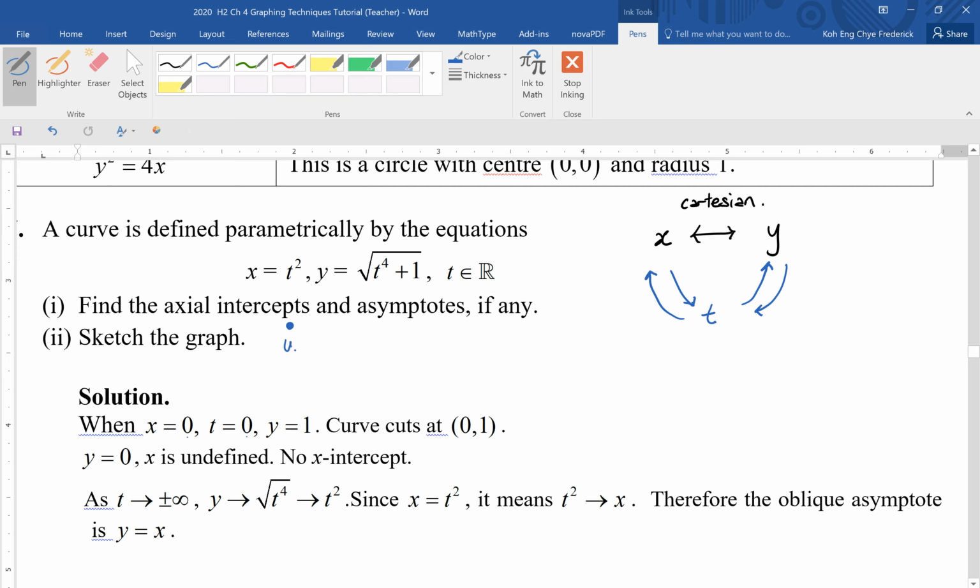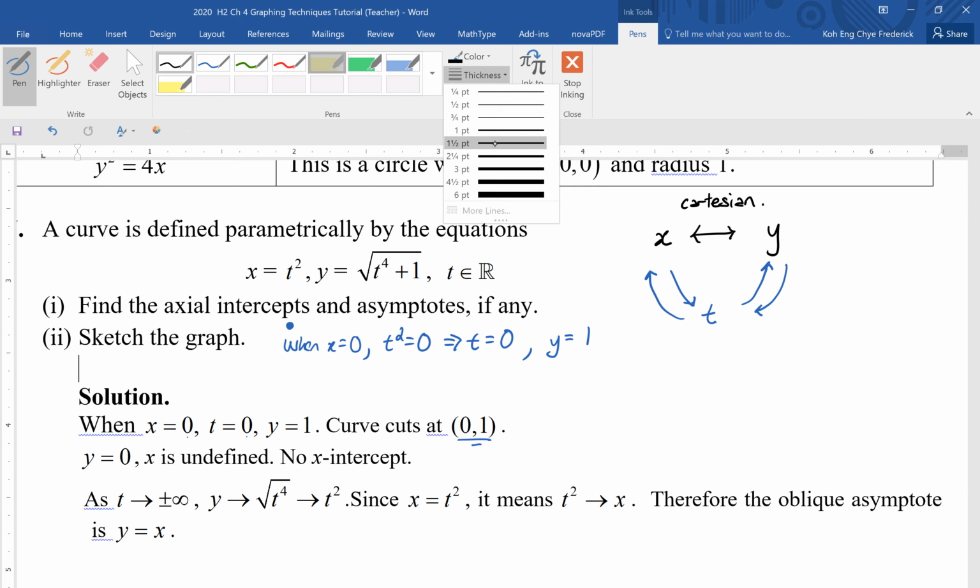So when x equals 0, t squared equals 0, which means t is equal to 0. And when t equals 0, you can see y is equal to 1. That's why I have the very first axial intercept, the y-intercept.